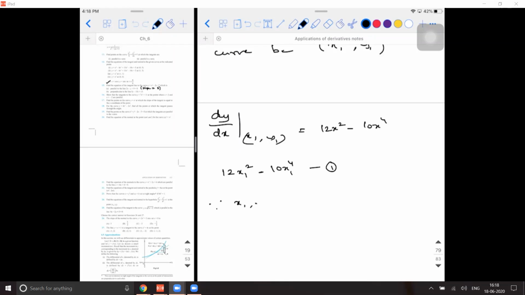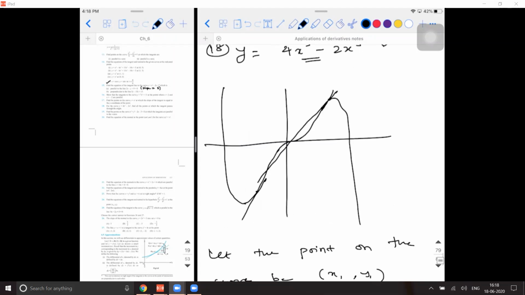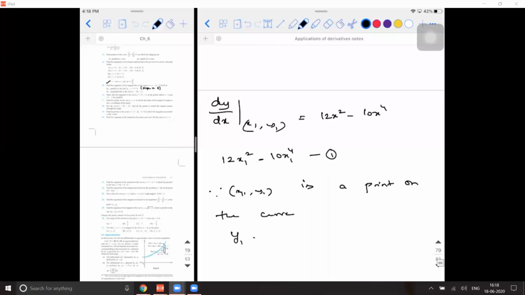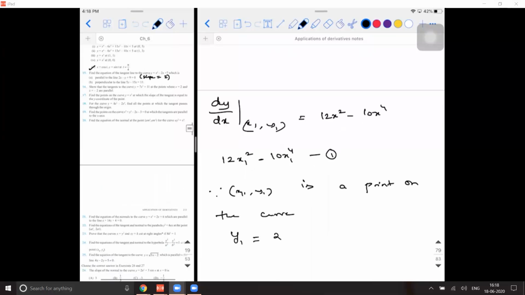Since x1 comma y1 is a point on the curve, so which curve? The curve is y is equal to 4x cube minus 2x power 5. So I can write y1 is equal to 4x1 cube minus 2x1 power 5. Let this be equation number 2.